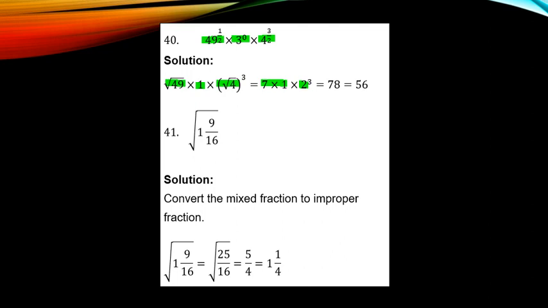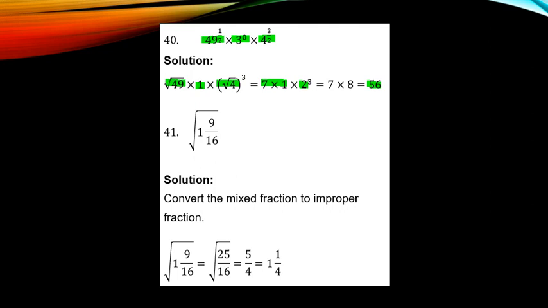2 cube is 8. Then times 7. So you have 7 times 8 equal to 56.